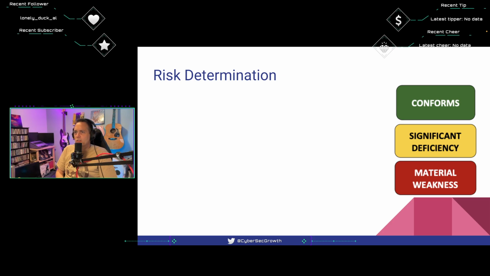The reason for this is a risk assessment fundamentally is evaluating if an organization's cybersecurity and privacy practices support its stated risk tolerance. This approach can be summarized by reporting to the organization's management on the health of the assessed controls by one of the following risk determinations: 1, conform; 2, significant deficiency; 3, material weakness. Let's talk a little bit about what these are.